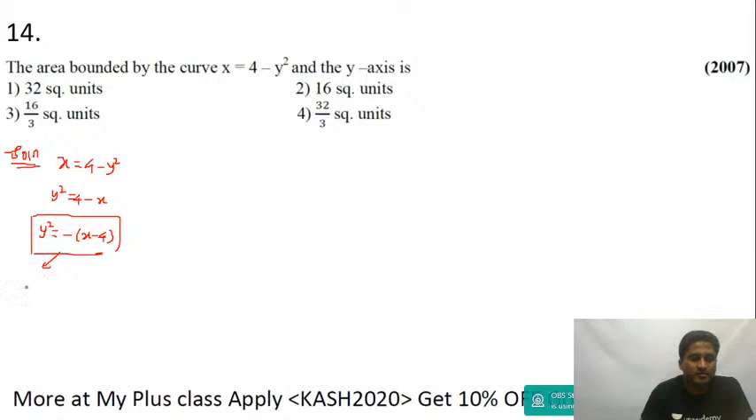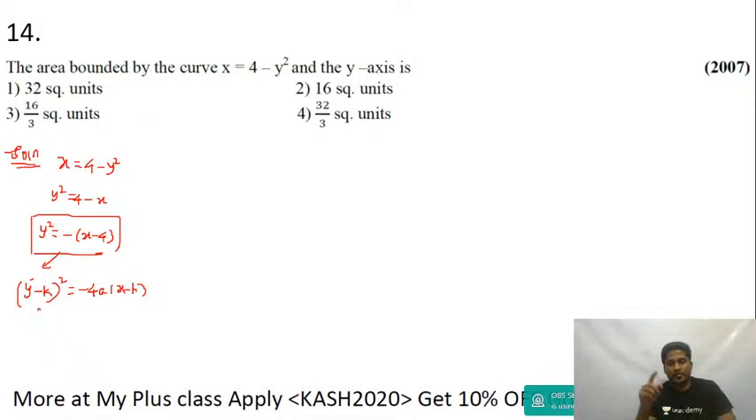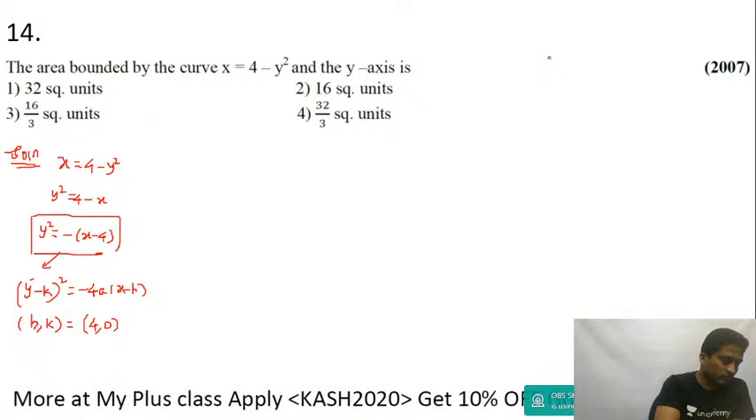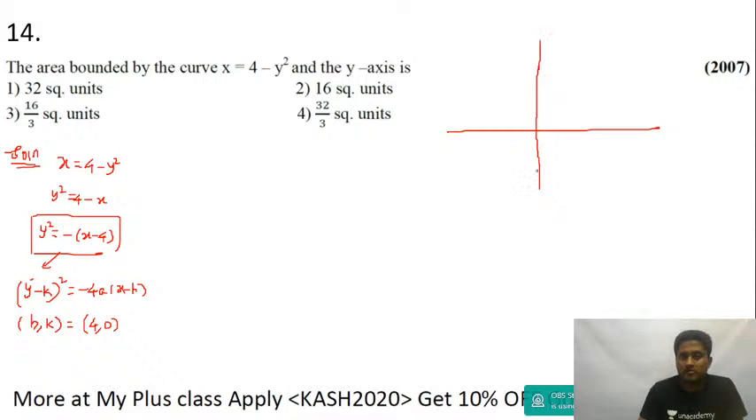Alright, now this is of the form y minus k the whole square is equal to minus 4a into x minus h. So it's a left parabola. y square is equal to 4x is a right parabola, y square is equal to minus 4x is a left parabola. So h comma k will be equal to 4 comma 0. So you get a left parabola, and this will be 4 comma 0, and this point is 0 comma 0.